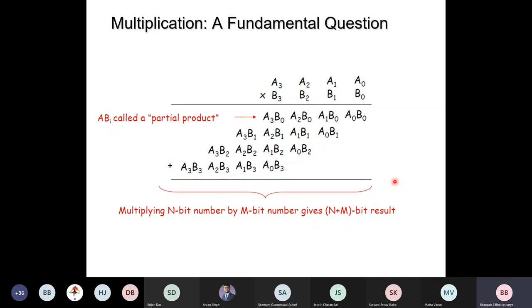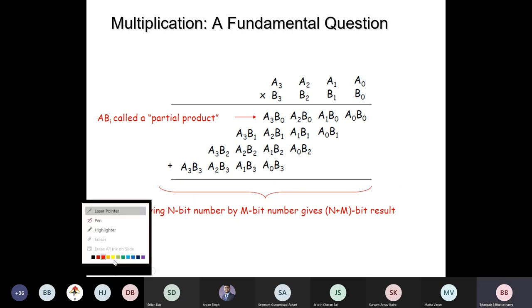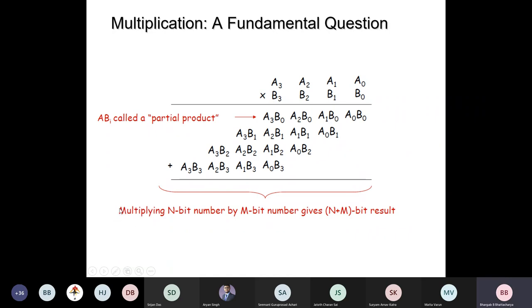Just think of it from the algorithmic perspective. What is the complexity of multiplication? How many product terms do you have to produce? You said that there will be quadratic product terms, right? So think in terms of an algorithm, what would be the complexity of multiplying two n-bit integers? So that is the question.